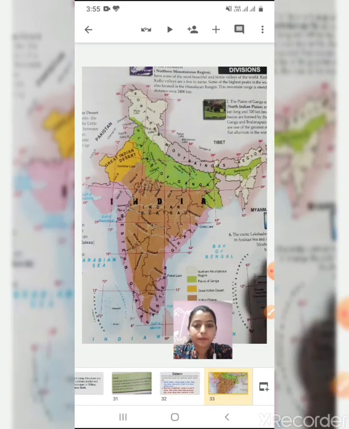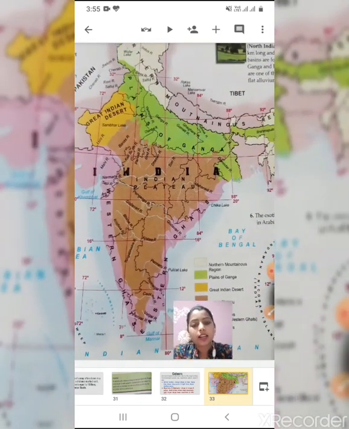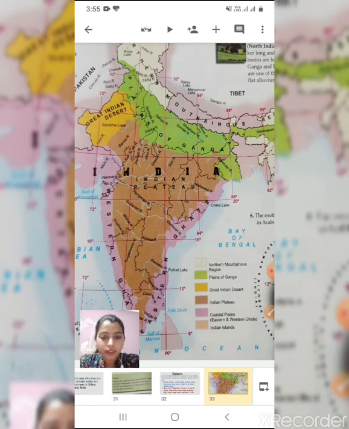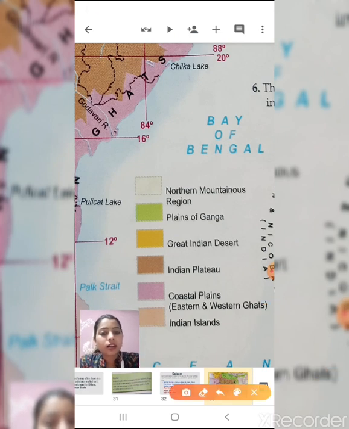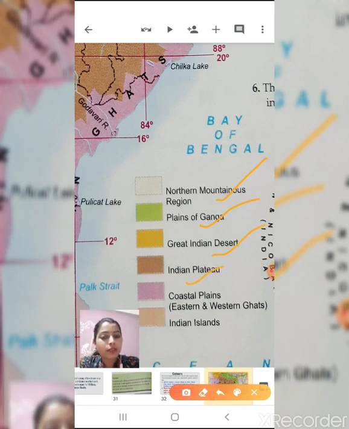See, there are colors given. Off-white color shows the northern mountainous region. The plain Ganga area is shown by green color. Yellow color shows the Great Indian Desert. Dark brown color shows the Indian Plateau. Then we have islands and coastal plains.